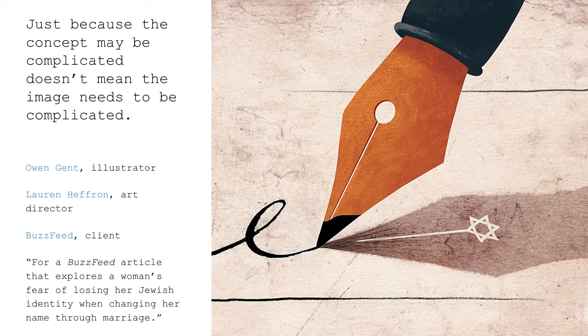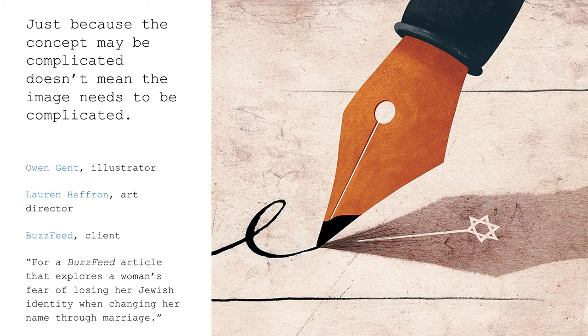So this article is about a woman's fear of losing her Jewish identity when changing her name through marriage. So again, we see these symbols that go straight to the point of the story. A woman is changing her name, so we literally have a pen writing on paper. And then we have the Star of David, which symbolizes her heritage.